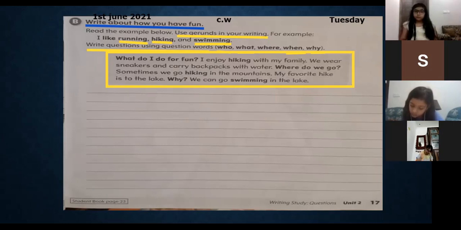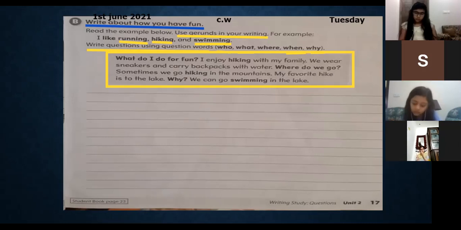Sometimes we go hiking in the mountains. My favorite hike is to the lake. So what are they telling? They answered the question in a way. Sometimes we go hiking in the mountains. Again, hiking is the word called a gerund, which they used here. My favorite hike is to the lake.